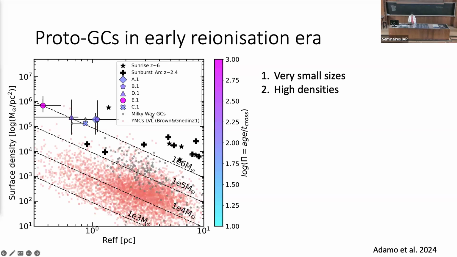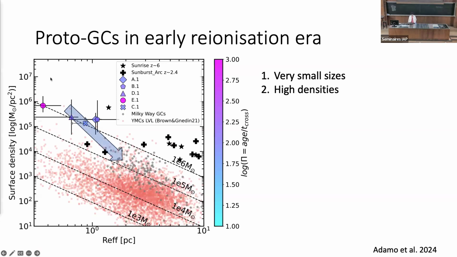And here you see now a collection of the clusters I showed you in the Sunrise. I didn't show the Sunburst Arc, but it's also one of these highly magnified arcs where we can see star clusters. And what we see in general, even with high uncertainties here, is that these clusters are reaching easily 10 to the 5 in surface density. So this is really impressive. We haven't seen such stellar density on average.